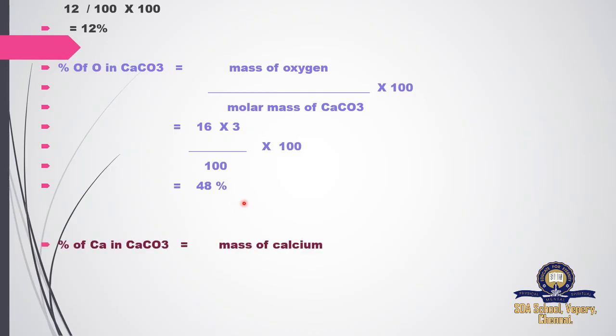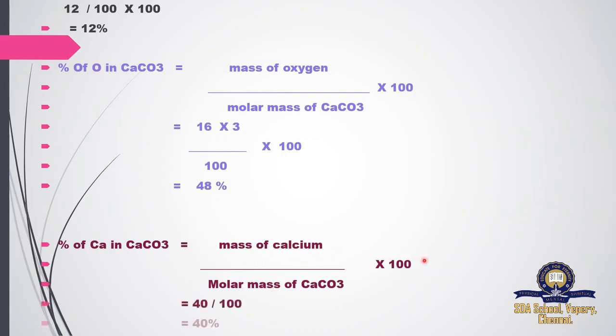Next, we are going to calculate the remaining one, calcium. For the percentage of calcium, mass of calcium by molar mass of calcium carbonate into 100. What is the mass of calcium? 40 divided by 100 into 100. So obviously it is 40 percent. This is how we need to find out the percentage composition.